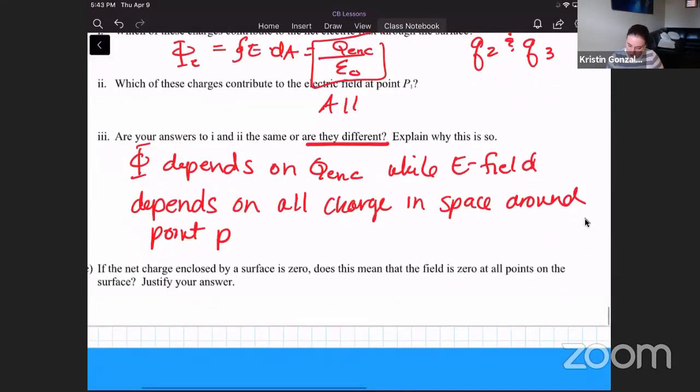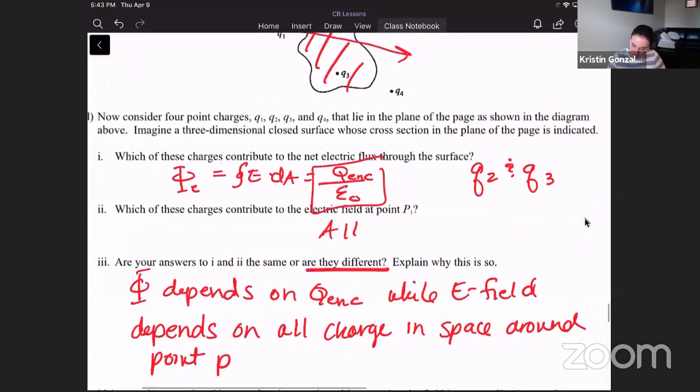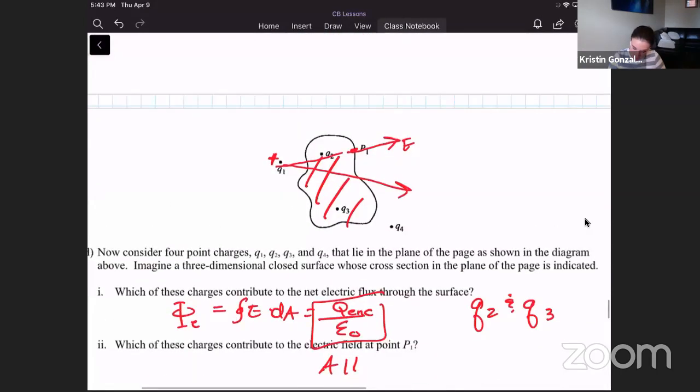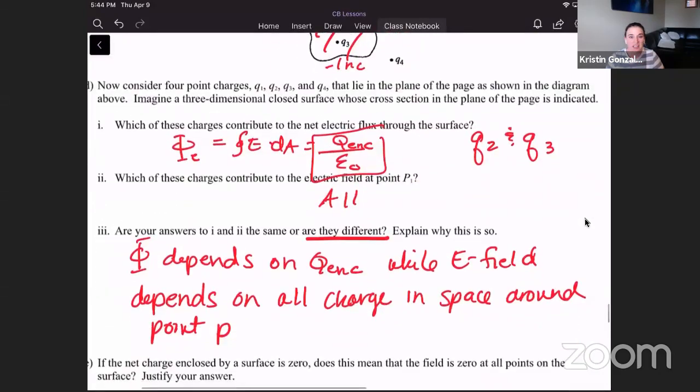Okay, if the net charge enclosed by a surface is 0, does this mean that the field is 0 at all points on the surface? So if we said that this is, say, a positive 1 nanocoulomb and this is a negative 1 nanocoulomb, what we're saying is that charge enclosed is 0, that we have a net 0 charge enclosed. Does that mean that our electric field has to be 0 everywhere on this Gaussian surface? What do you guys think?